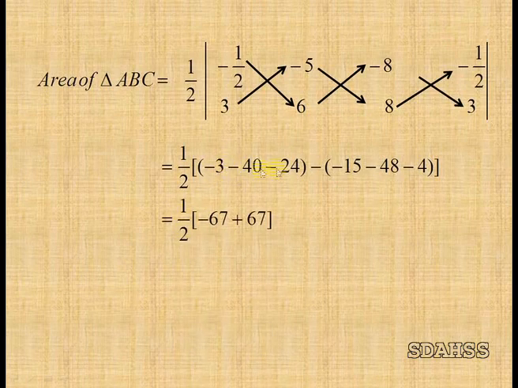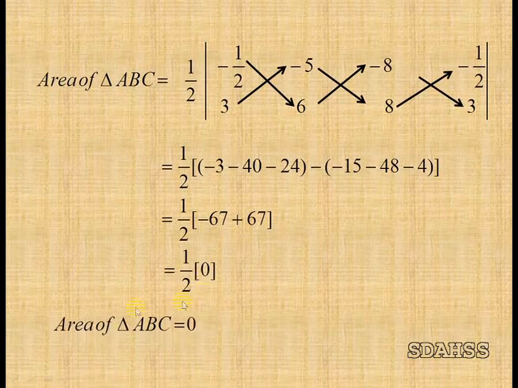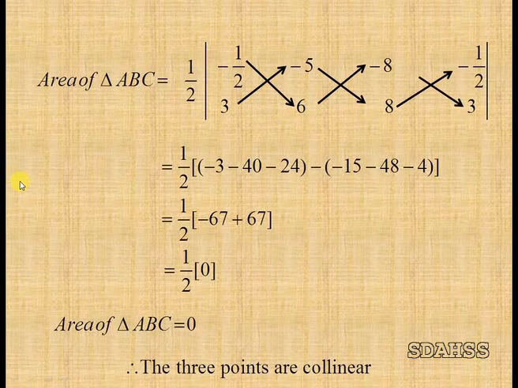Here all the numbers are having negative sign, so add all the numbers. Minus 3 minus 40 minus 24, minus 67. Here also all the numbers are having negative sign, so add all the numbers: minus 15, 48, 4, you will get minus 67. Here one minus sign, so minus into minus, plus 67. So 67 minus 67, 0. Half into 0, 0. So area of a triangle is 0, so the given points are collinear, the given 3 points are collinear.